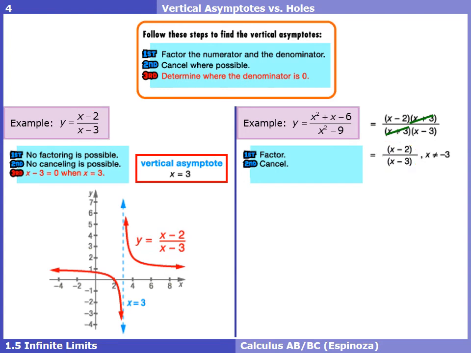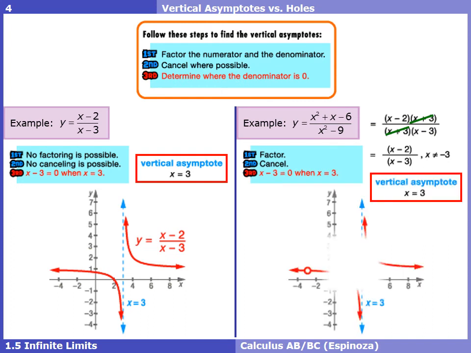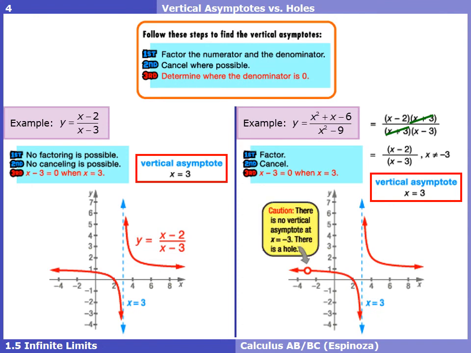But I guess the key difference here is that we know there's going to be a hole at x equals -3. So of course we still have the same vertical asymptote, which is at x equals 3, so it ends up being the same exact graph, but with one big distinction. Since we canceled that x plus 3 in the top and the bottom, which gave us a hole, we need to graph a hole at x equals -3.